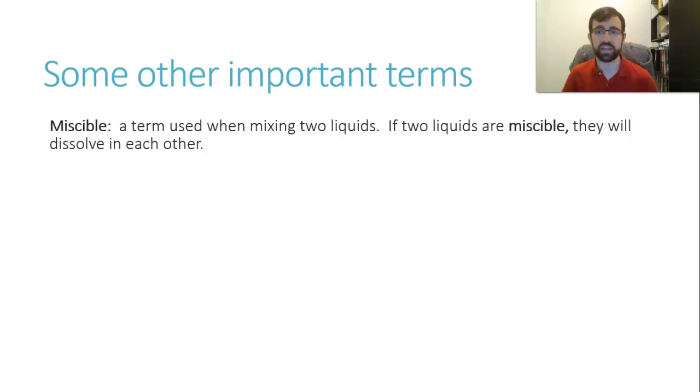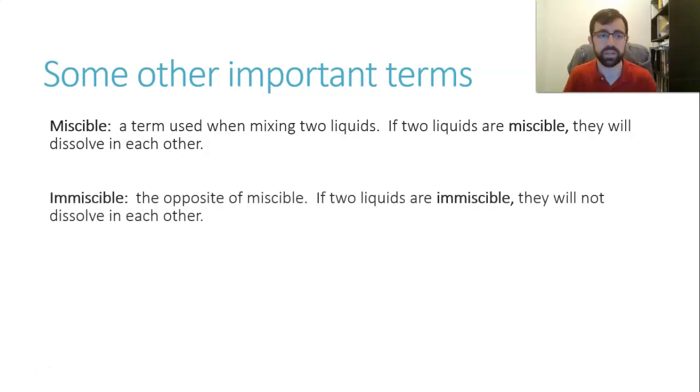Miscible. It's just like soluble. There's only one difference. Miscible means we're mixing two liquids. So this is specific to the state of matter liquid. Miscible means that when you're mixing two liquids together, they are soluble. They will dissolve in each other. If two liquids are miscible, they will dissolve in each other. Immiscible is the opposite of miscible, and it means if the two liquids are mixed, they won't dissolve in each other. They're immiscible. So miscible, there's a lot of things that are miscible.